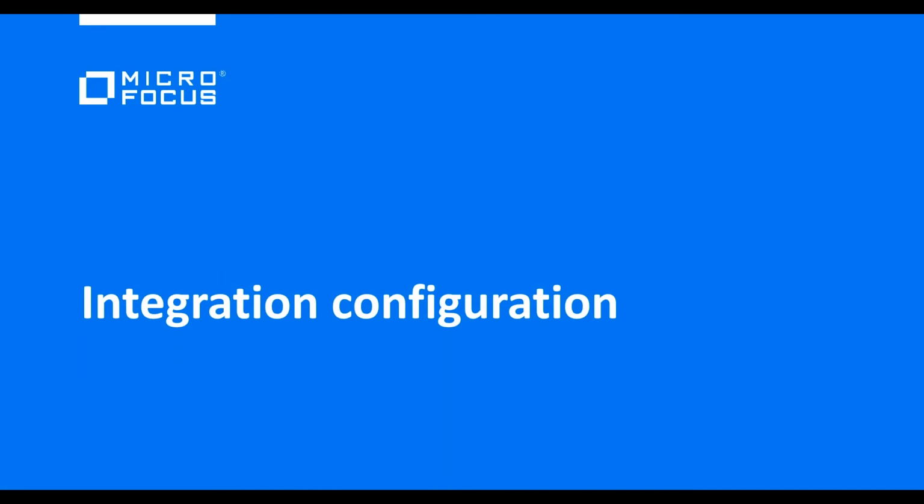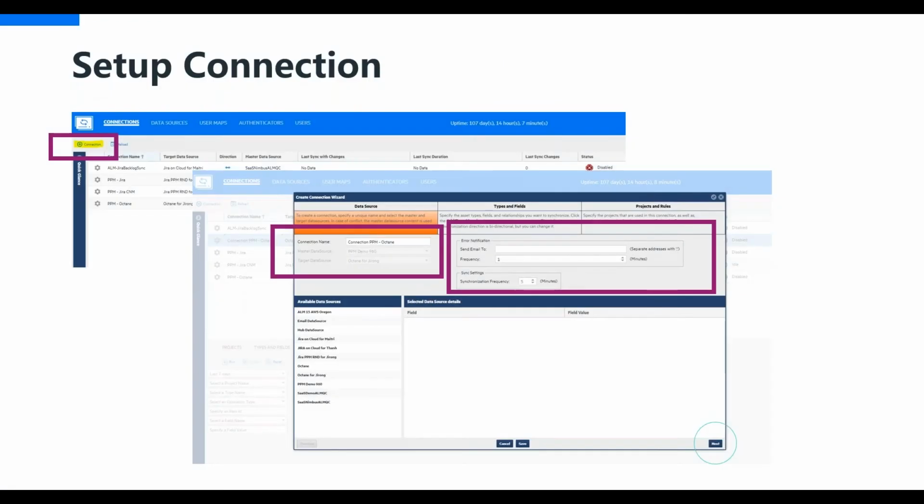Now let's look at how do we configure the integration. So we have defined the data sources for PPM, Octane, and Jira. Now the next step is to create the connection. So when you log into a Micro Focus Connect, the first tab itself is a connections. So you click on this plus tab to create new connection.